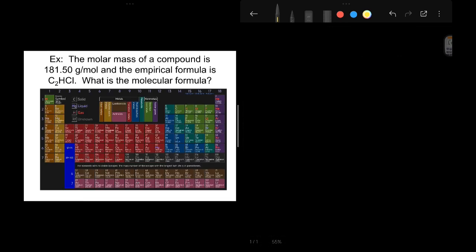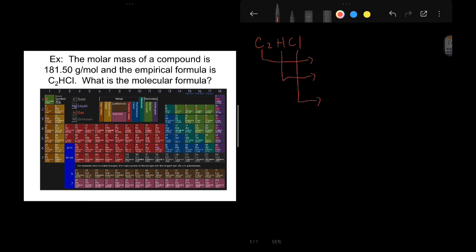So let us try the example. The molar mass of a compound is 181.50 grams per mole, and the empirical formula is C2HCl. What is the molecular formula? Now, for us to be able to get the molecular formula, first we get the molecular mass of the given compound. So we have here the C2HCl. So by getting the molar mass, we're going to label it and get the atomic mass unit of each element.